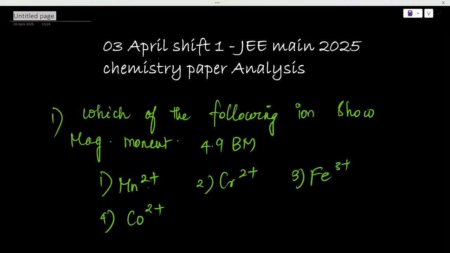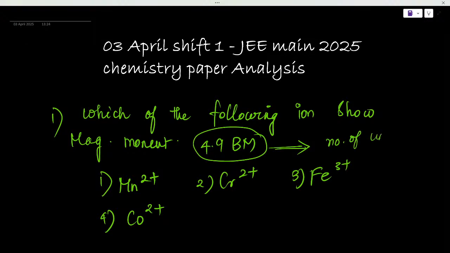So the first question is: which of the following ions show magnetic moment 4.9 Bohr magneton? I have already told you the number of unpaired electrons is very much related to the values of Bohr magneton. If the number of unpaired electrons is 4, then the Bohr magneton will start with the number 4 before the decimal point.